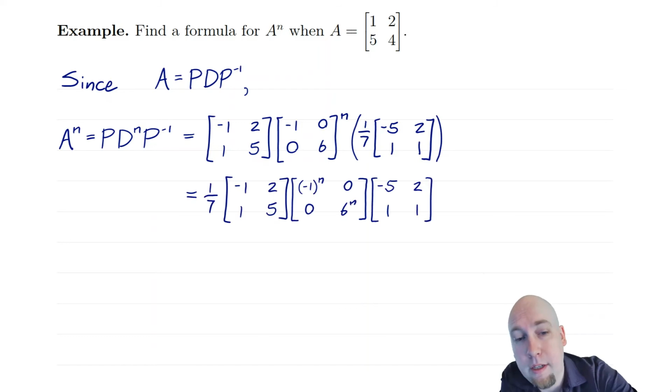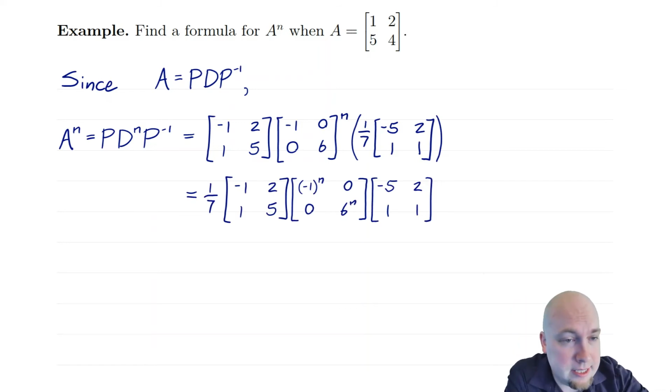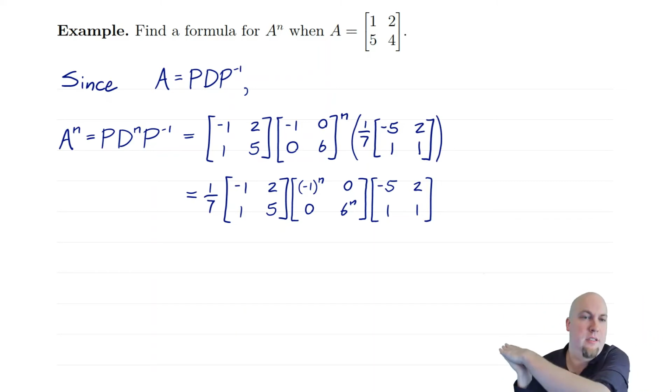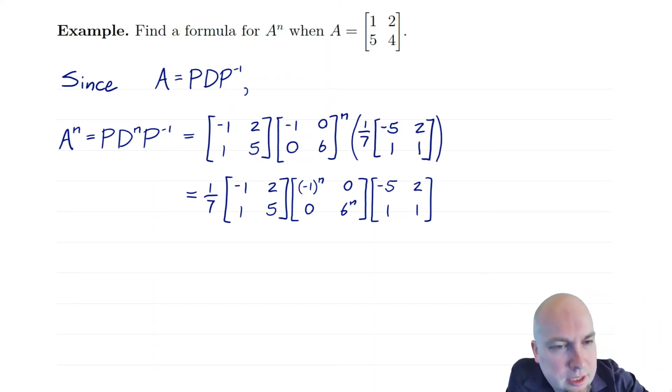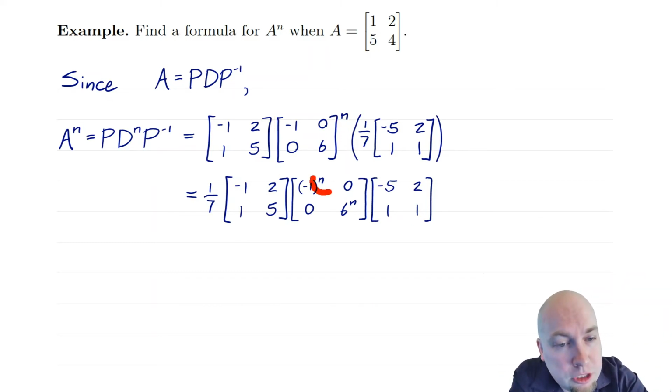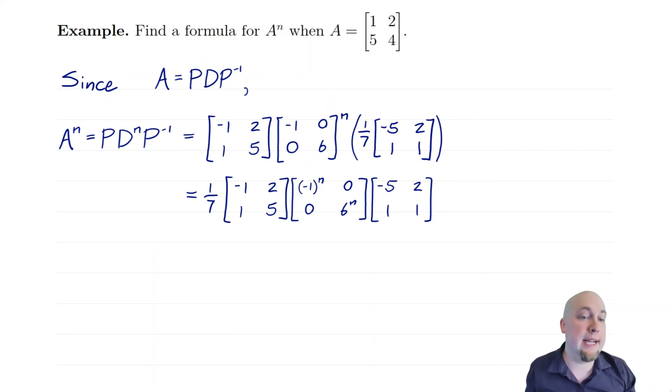All right, I'm going to do this in steps. First thing, I'm just going to pull that 1 over 7 way out in front, just because I like my scalars at the very front. Just a convention. And then here, this diagonal matrix is raised to a power. Well, to raise a diagonal matrix to a power, just put that power on each of the diagonal entries. In this case, those are the eigenvalues, which are what you're raising to the power.